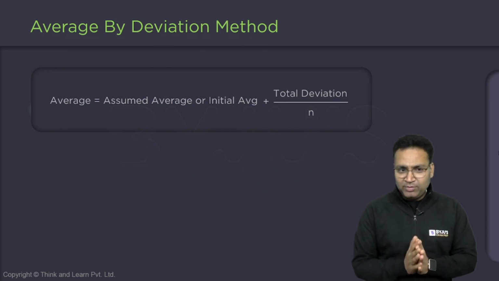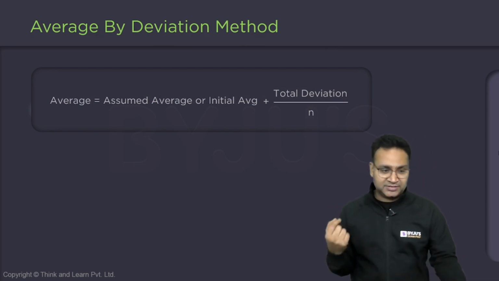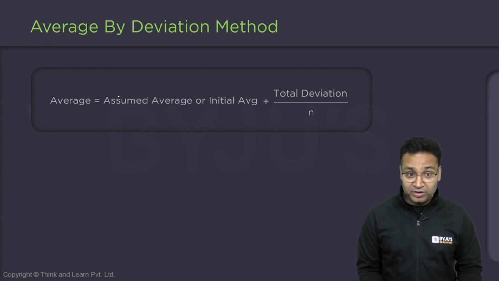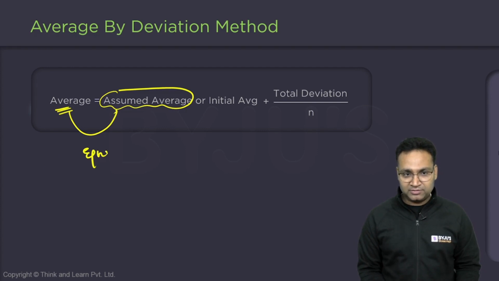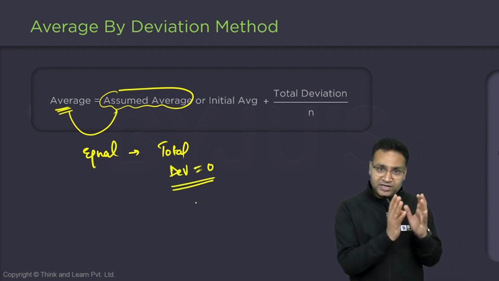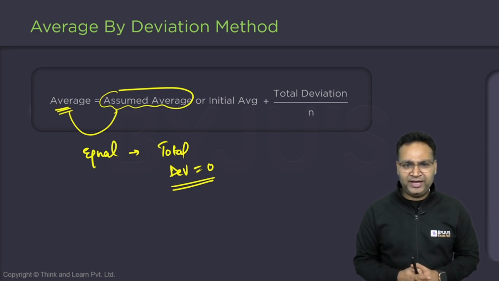So this is the formula, guys. Average is assumed average or initial average plus total deviation upon n. I have told you if your assumed average is equal to the actual average, what does it mean? The total deviation should be 0. I've shown you the example also in the previous slide. If assumed average is actually the average, the total deviation will be 0.